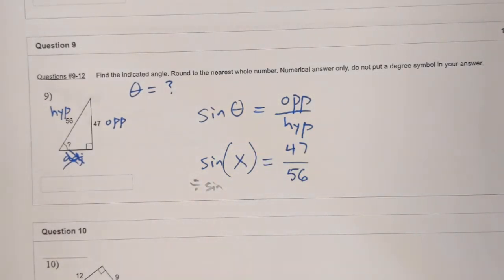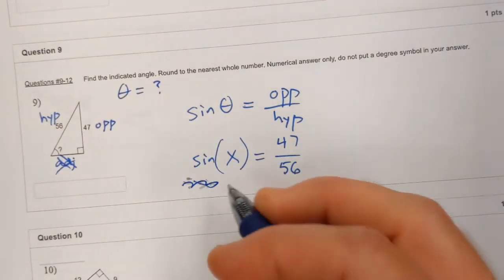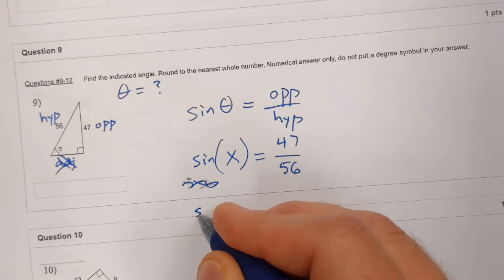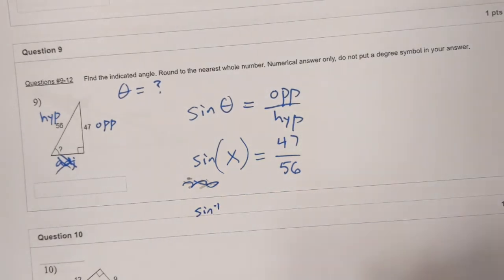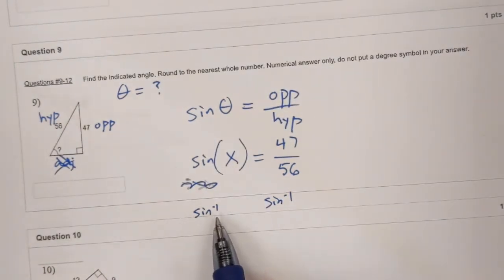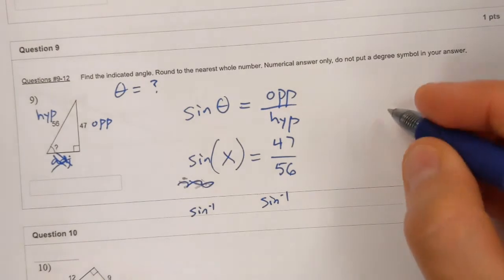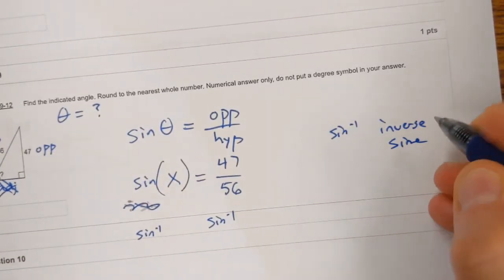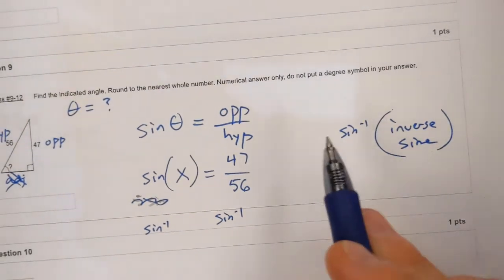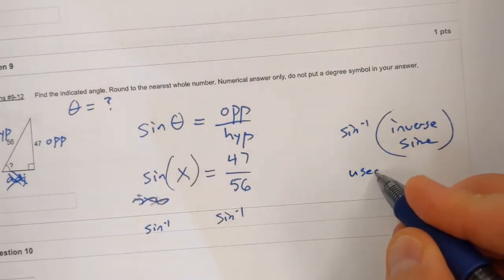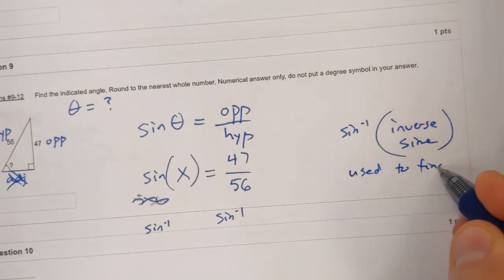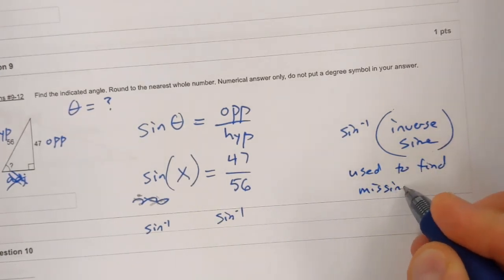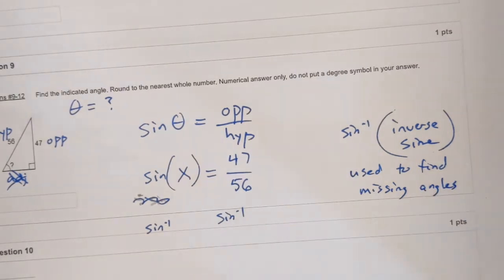But there is something called inverse sine. And it looks like this. Cross that out. We're going to take the inverse sine of both sides of this equation. It's actually the sine symbol with a little -1 after it. This is called inverse sine, and inverse sine is used to find missing angles.